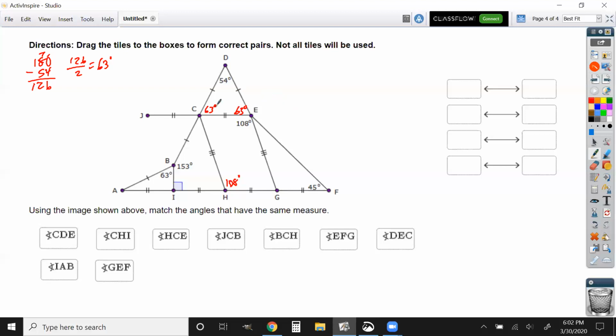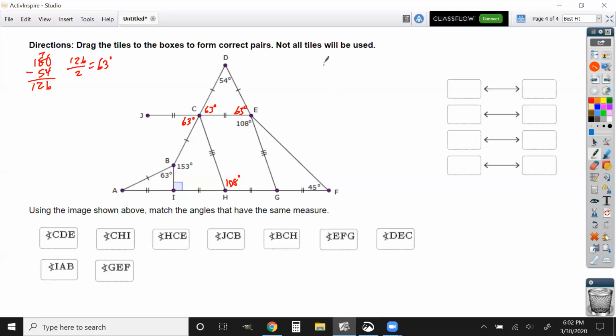Now, this angle and this angle here are vertical angles, so I can say this is 63 degrees while I'm at it. And I see there's a 63 down here too. That's interesting. This angle, I'm not sure what that is. It's not necessarily 63, but I do know that the four angles of a quadrilateral add up to 360, and these two angles have to be the same because they're opposite angles.